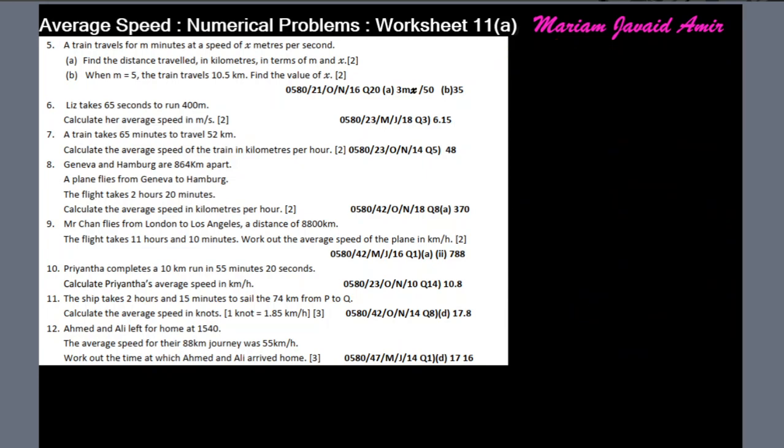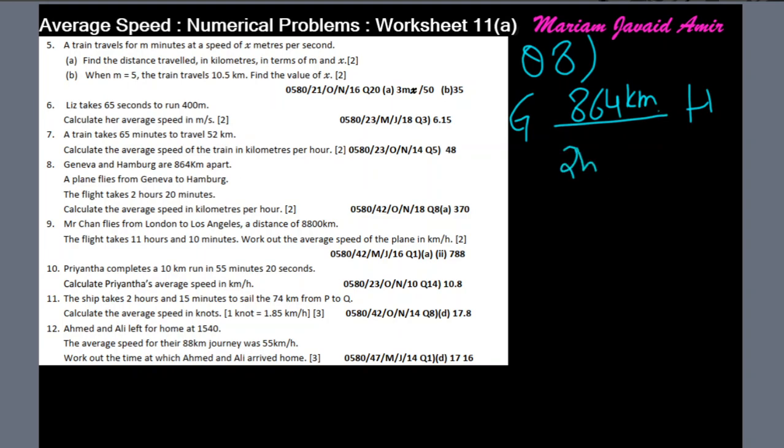Okay. Then question number 8. Geneva and Hamburg are 864 kilometers apart. A plane flies from Geneva to Hamburg. The flight takes 2 hours 20 minutes. Calculate the average speed in kilometers per hour. So we're going from Geneva to Hamburg. Distance is 864 kilometers. Time taken is 2 hours 20 minutes.